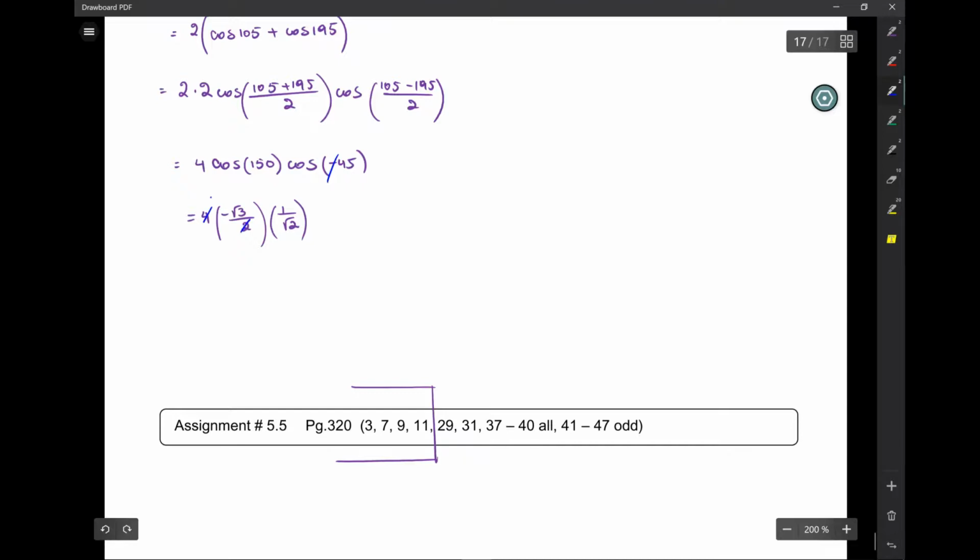So this and this gives me a 2. What do we have upstairs in the numerator? Negative 2 minus root 3. They're being multiplied, so it's negative 2 root 3 over root 2. Upstairs, I have 2 times negative root 3. Let's get this one started.